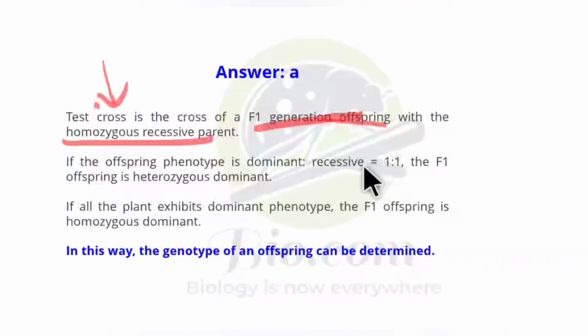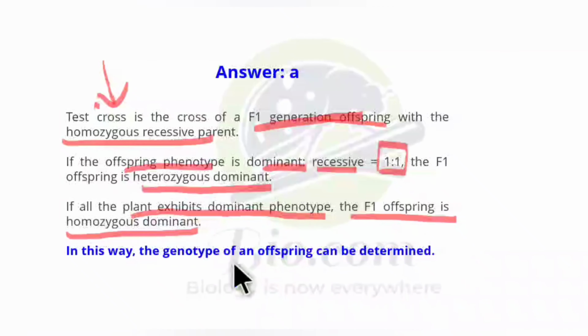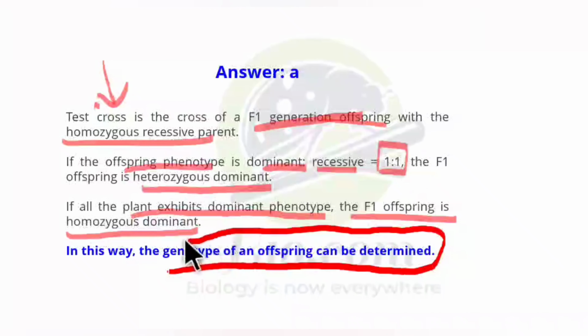If the test cross ratio is 1:1, it means the offspring phenotype is dominant to recessive is 1:1, then it means the parent is heterozygous dominant. And if the plant exhibits dominant phenotype, the F1 offspring is homozygous dominant. This is how we can determine the genotype of the offspring from the test cross.